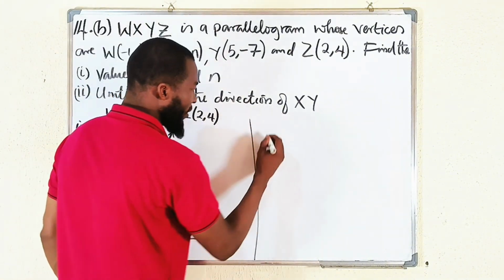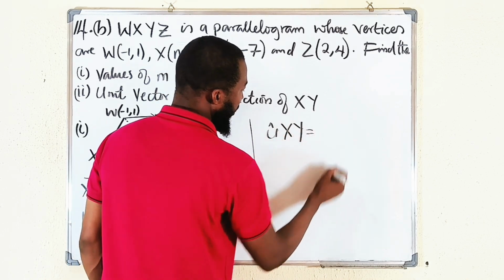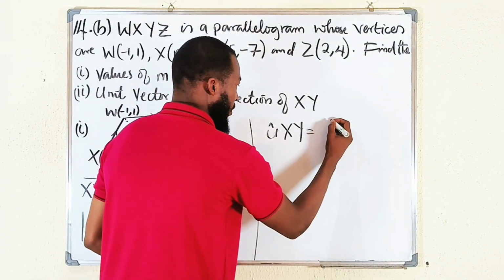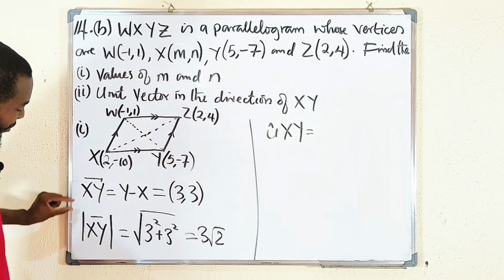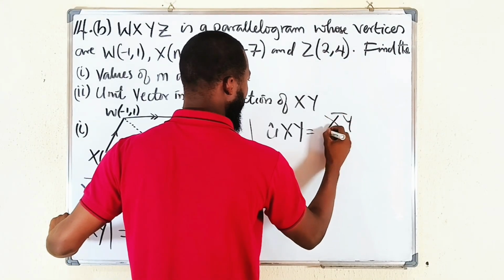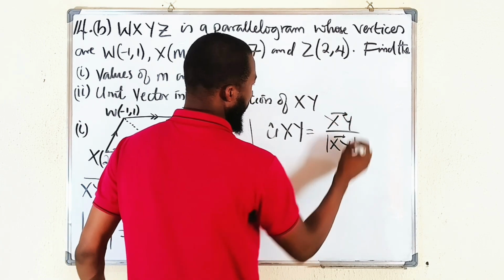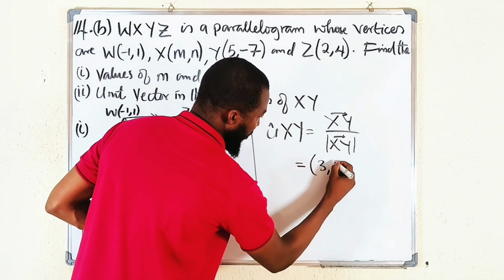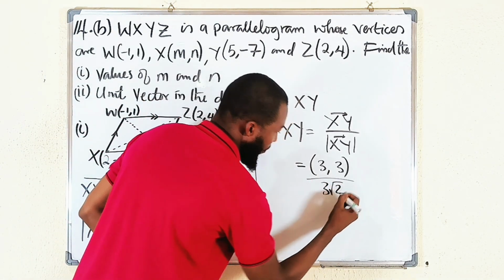Now to compute for that unit vector XY, it is going to be, what do we call it? Let me start with this one. It is going to be this divided by this. You can even write this formula, this divided by this. Let me write it. XY divided by the magnitude. All right. This is going to be what? This is 3, 3. 3, 3. Divide by this, which is 3 root 2.